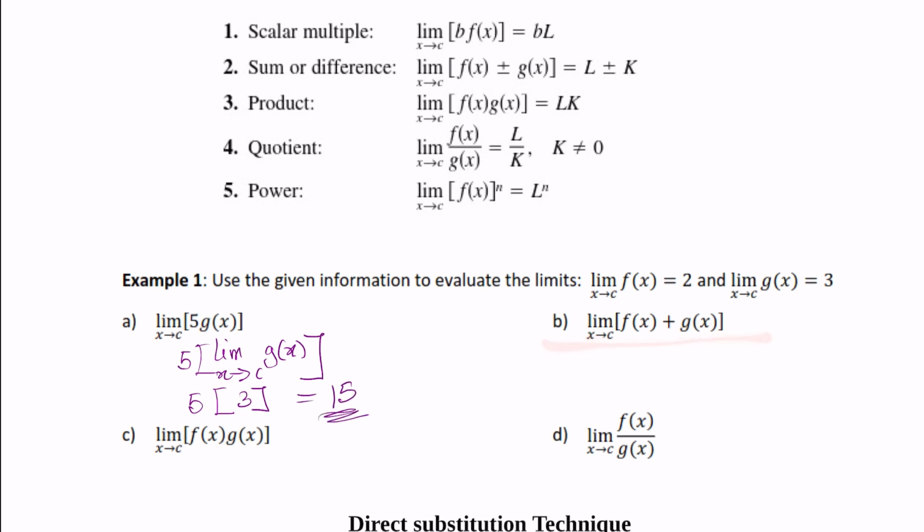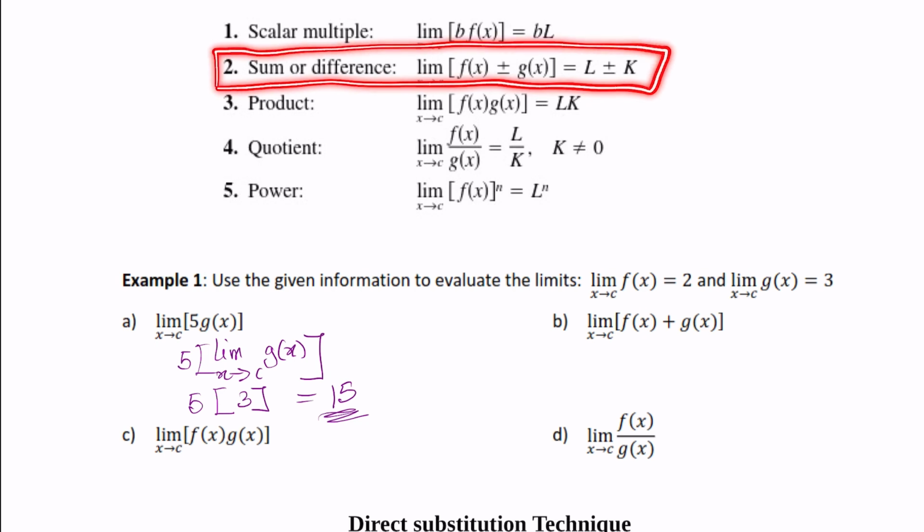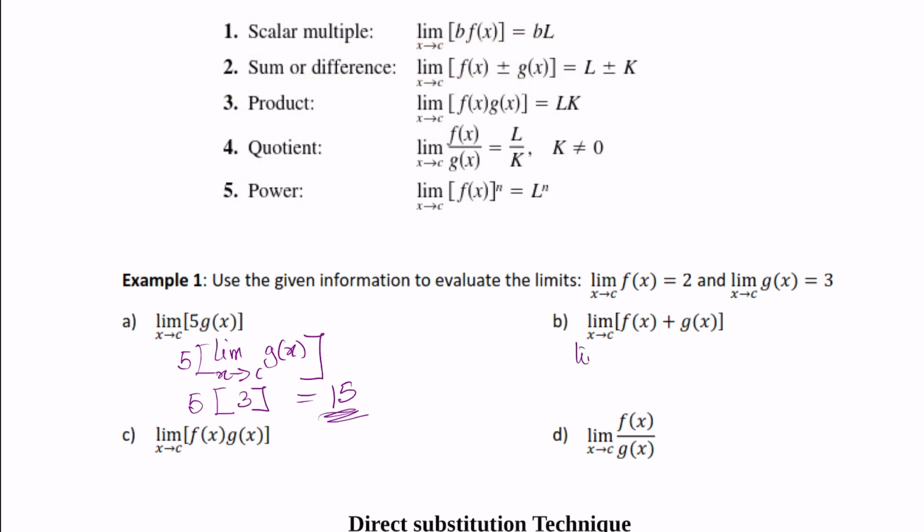Then B, it says we should find the limit of f of x plus g of x as x approaches c. So here we are going to use the sum property to answer this. So we are going to have the limit as x approaches c of f of x plus the limit of g of x as x approaches c. And this will give us 2 plus 3, which is 5. So the answer is 5.